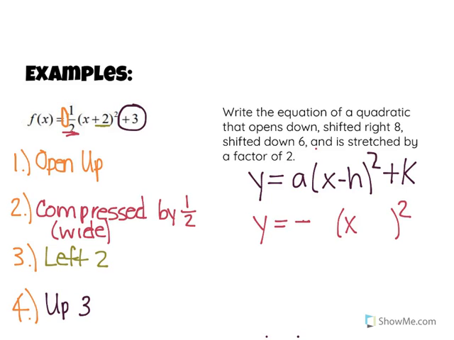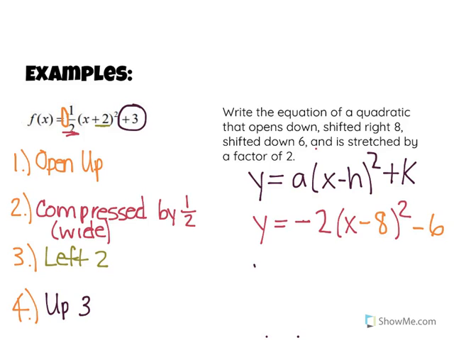I also know that it's been shifted right 8. Remember, our shift left and right is h. Shifting to the right is negative, so x minus 8 squared. And then it's shifted down 6, so minus 6 at the end. The last part says that it's stretched by a factor of 2. Remember that a is our stretch and compression factor, so that's where I'm going to put the 2 in the front. So this negative tells me that it's opening down, the 2 is the stretch, minus 8 is right 8, and minus 6 is down 6.